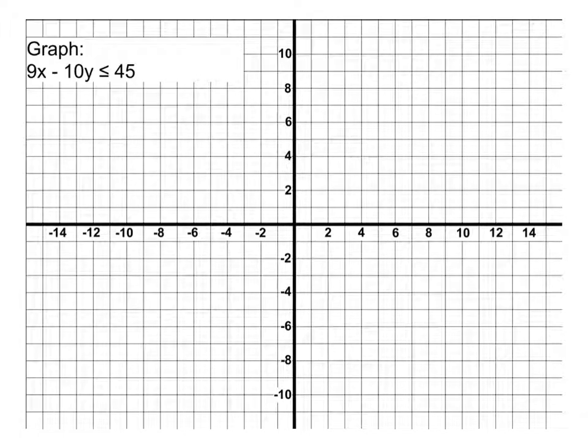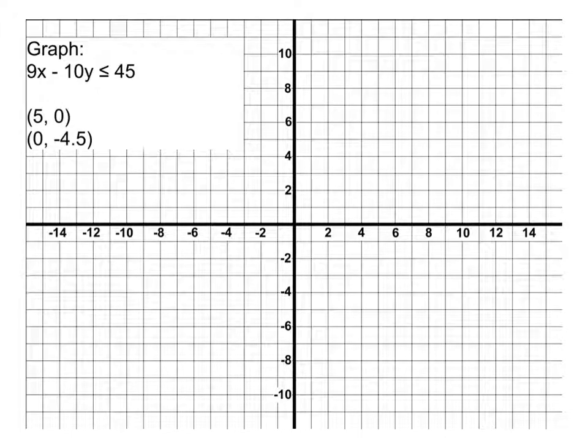The intercepts are where it's actually going to be equal to 45. So we treat it as an equation when finding the intercepts. And that's the problem that we just did. We just found out on that last set of problems that we did, the last one of them was the equation of this. And so we found intercepts of (5, 0) and (0, -4.5). So I'm going to plot those two points and then draw a line through them.